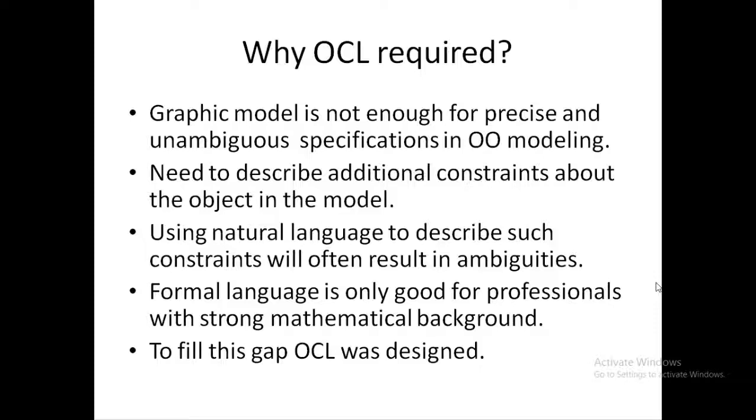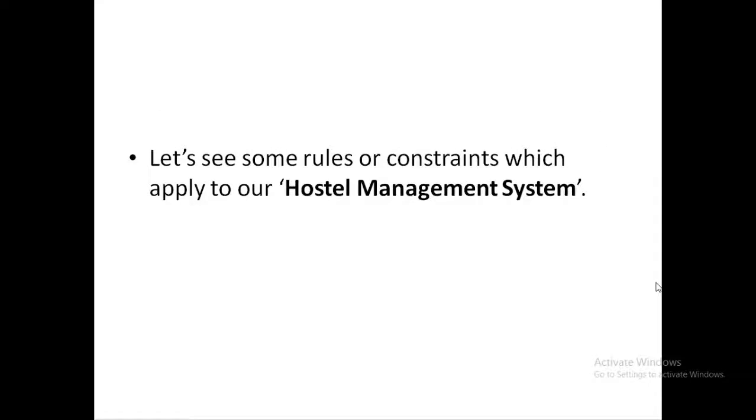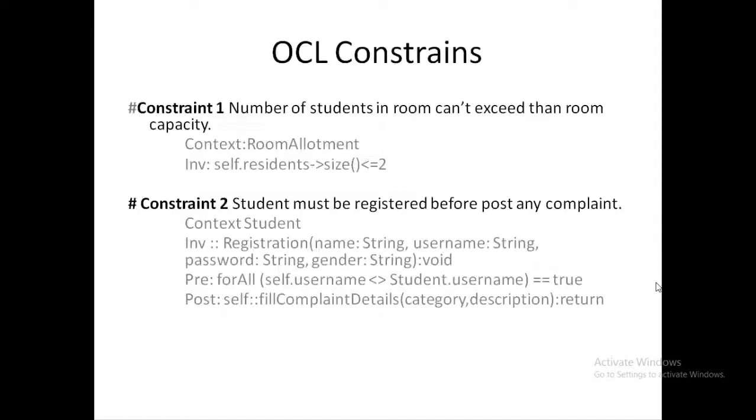Now let's see some rules and constraints which apply to our system, the hostel management system. The first constraint is that the number of students in a room can't exceed the room capacity. So in OCL there is a class named room allotment, because this constraint is in the context of this class. In each room, residents should be not more than 2, so we are using the size function.